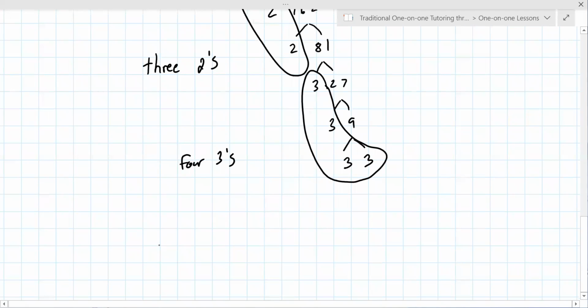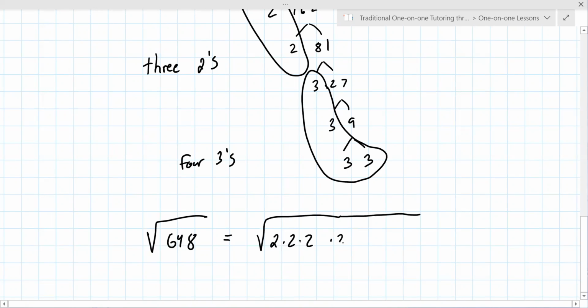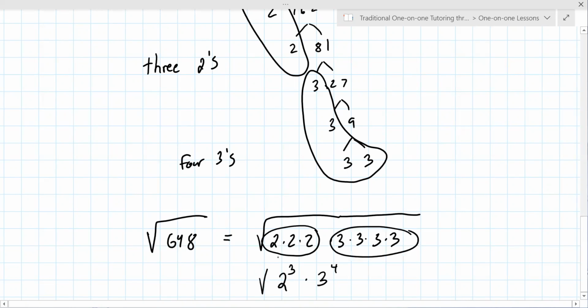So we started out with the square root of 648. And what we're really saying is that it's 2 times 2 times 2, that's the 3 2s, times 3 times 3 times 3 times 3, 4 3s. Or what they're asking for is 2 to the power of 3 because there's 3 of them, times 3 to the power of 4 because there's 4 of them. And so when the problem asks you the square root of 2 to the a times 3 to the b, they're asking for these two exponents here.